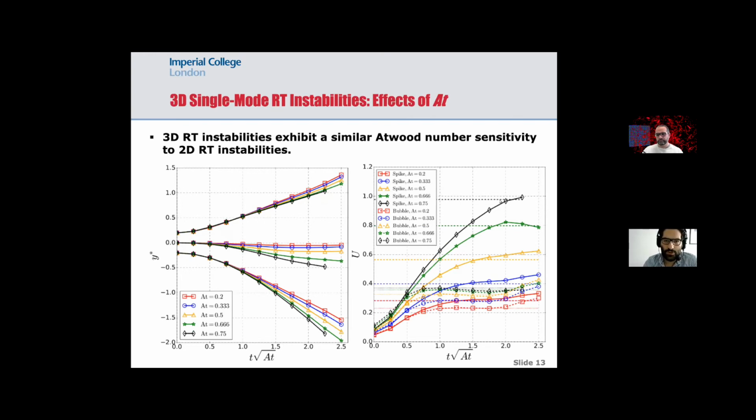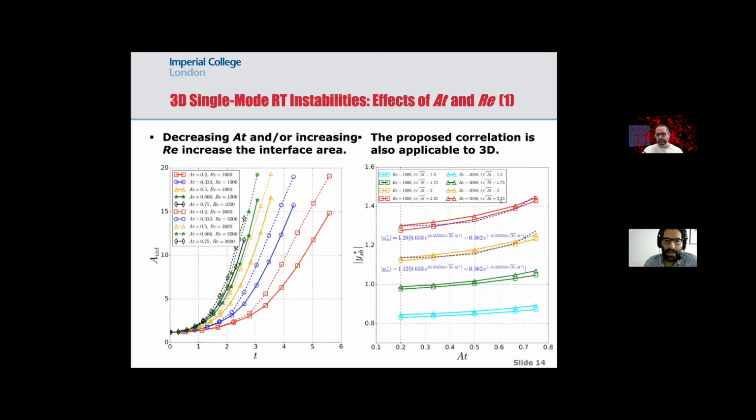That's why it doesn't show such flow behavior. And in this graph, we now study on the left the interface area of the 3D instabilities, and we can see here that by increasing the Reynolds number or reducing the Atwood number, you get higher interface area. It is because you have a more complex turbulent flow feature, which creates a wider instability, which you will see in the next slide.